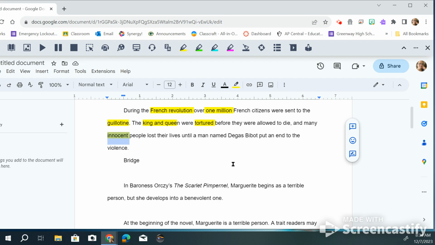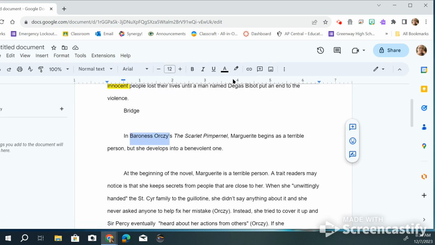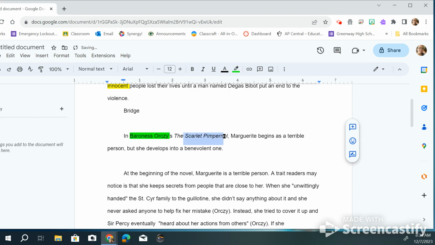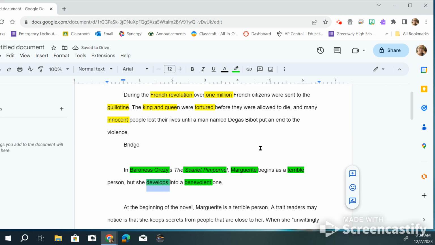Okay. Now I want to pull main idea words from my thesis. Baroness Orsi. Scarlet Pimpernel. Marguerite. Terrible. Benevolent. Develops. So, do I have all my main idea words highlighted?